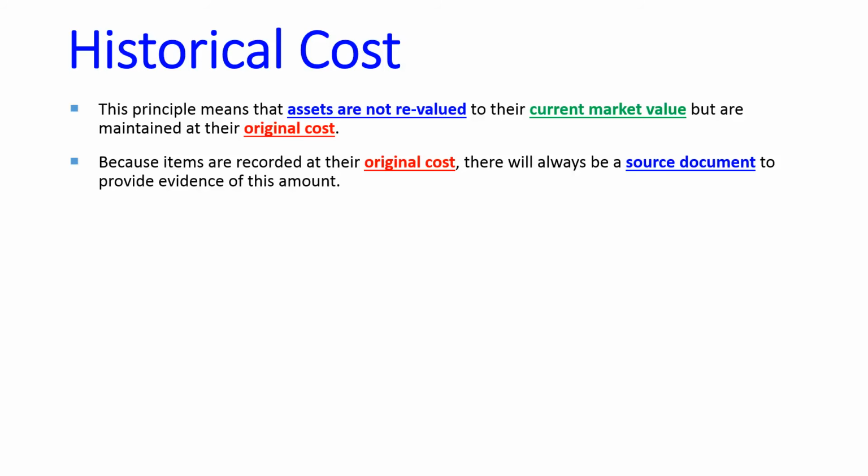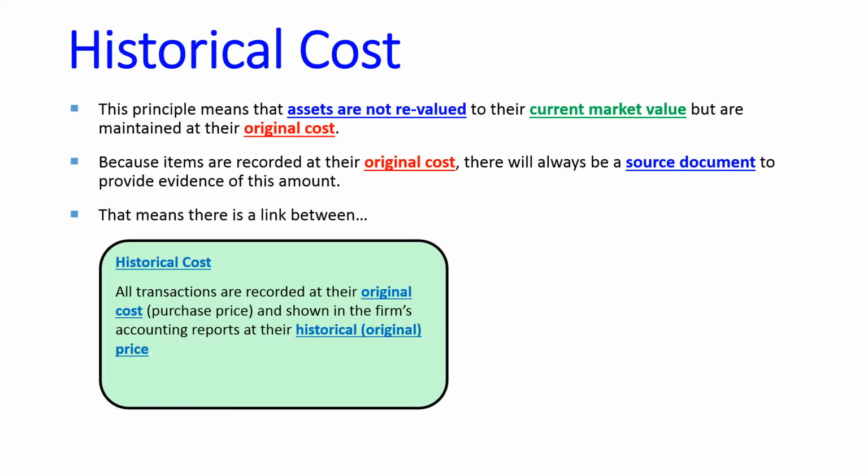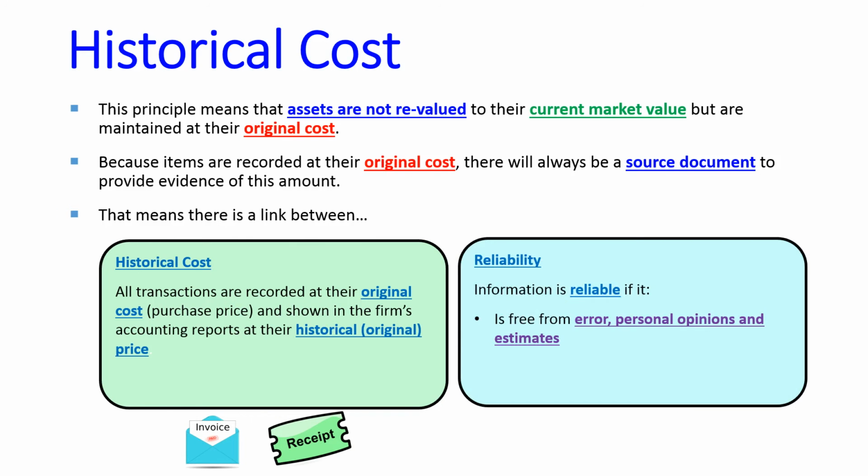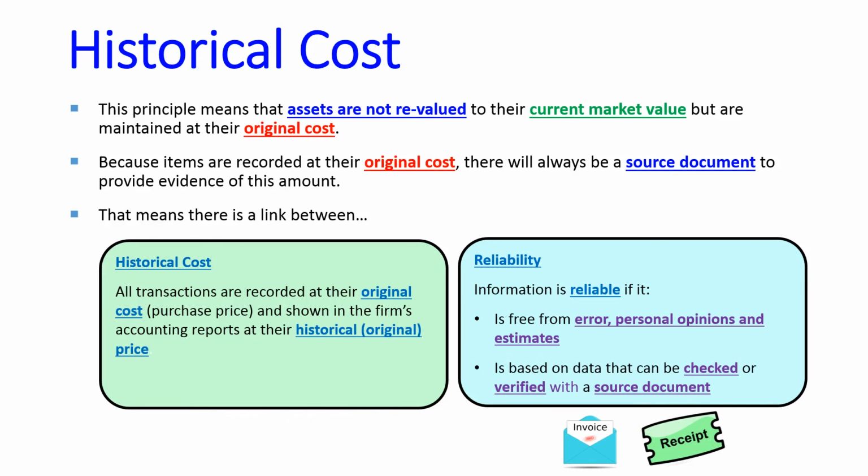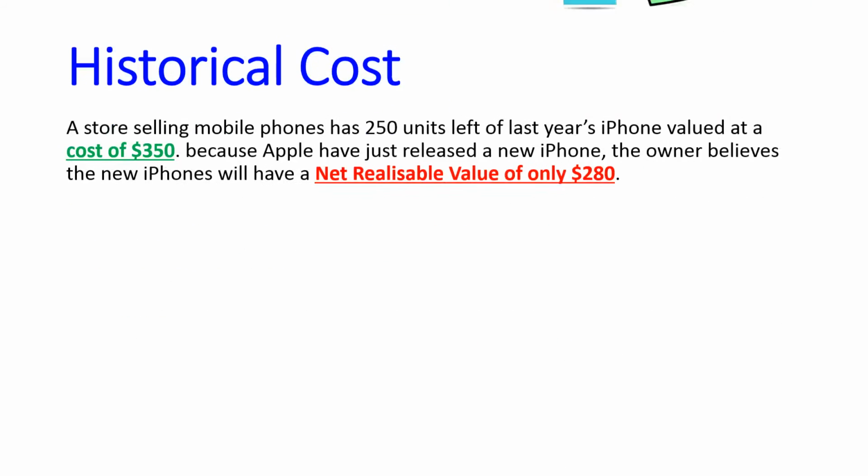Because items are recorded at their original cost, there should always be a source document to prove that. We've obviously bought the item, we would have got a document, and that must mean there's a really close link between historical cost, where we have documents to prove everything that we've bought, and reliability, because information is reliable if it's free from opinions and estimates, and it can be checked with a source document. So really these two theories go hand in hand. You can't have historical cost without reliability, and vice versa.